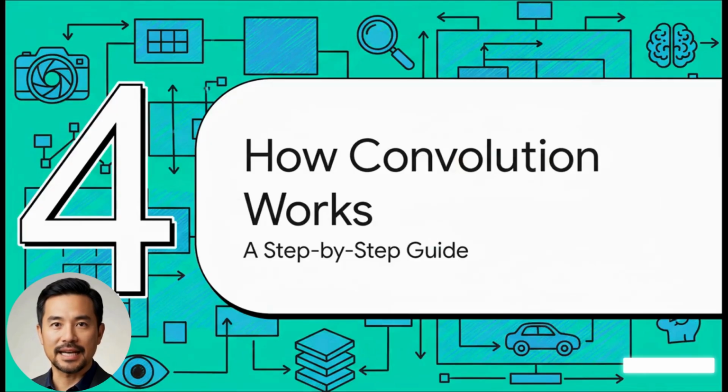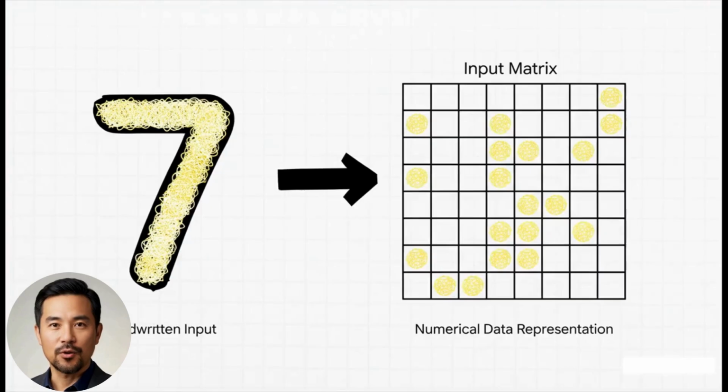Okay, so we've talked about what these detective filters do. Now let's get into the nitty-gritty of how they do it. And don't worry, it's actually simpler than it sounds. We'll just walk right through it. So for our example, let's use a handwritten number 7. Now for a computer, this isn't a 7 at all. It's just a grid of pixels, where each pixel has a number that tells you how bright it is. This is our input data.